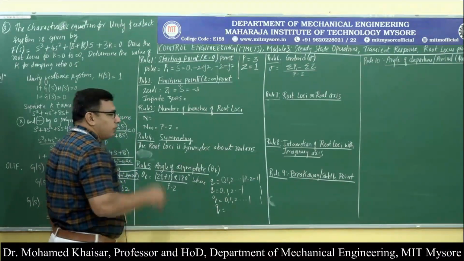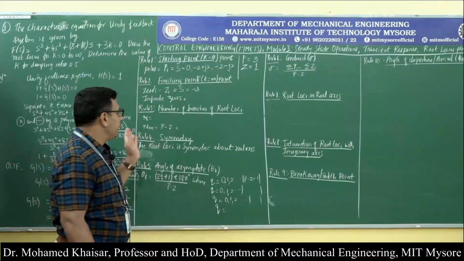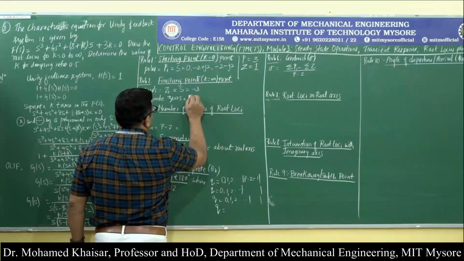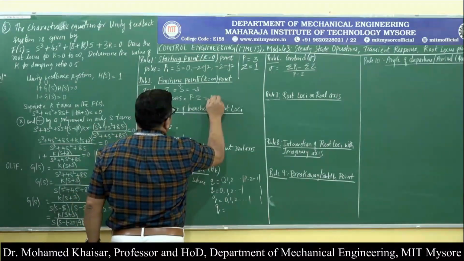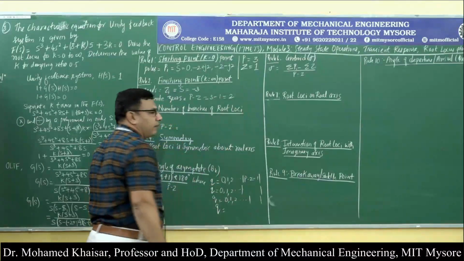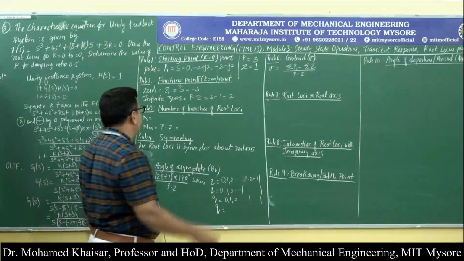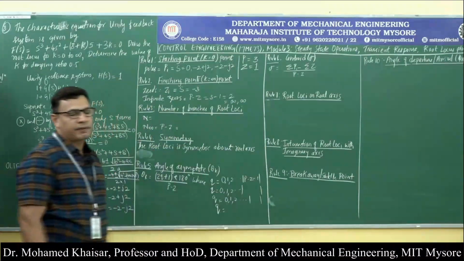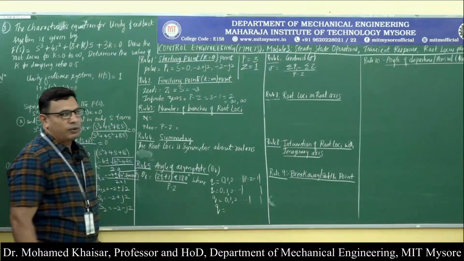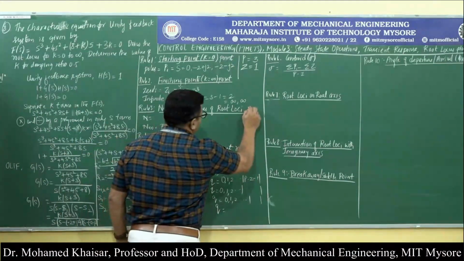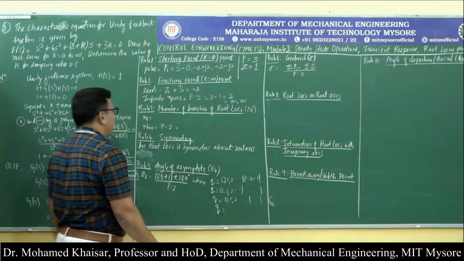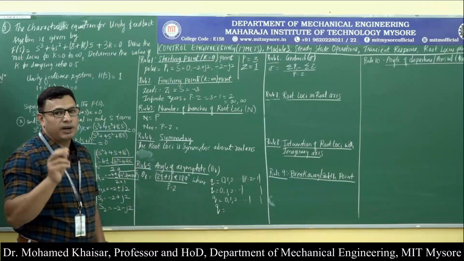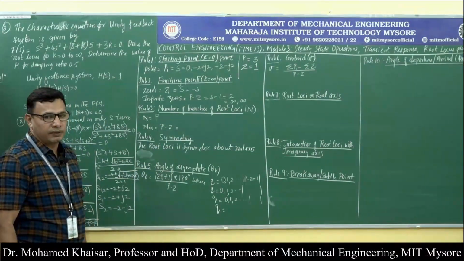Those branches of root loci which terminate at infinity, those points are called infinite zeros. The number of infinite zeros is given by P minus Z, that is 3 minus 1. So 2 branches of root loci are going to terminate at infinity, so 2 infinite zeros will be there, infinity comma infinity. Then how many branches of root loci will exist? This is given by capital N. The number of branches of root loci will be equal to P if the number of poles is more than the number of zeros.